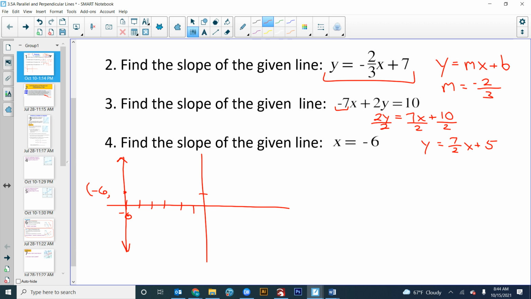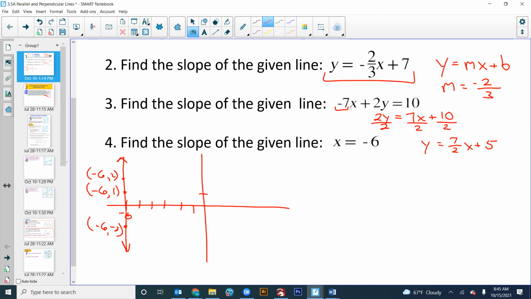Negative 6, comma, 1. Negative 6, comma, negative 2. What's all in common about those points? X is always equal to negative 6. And if it's horizontal, the y is always going to be equal to.